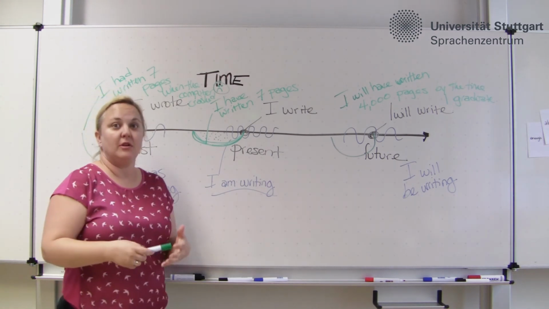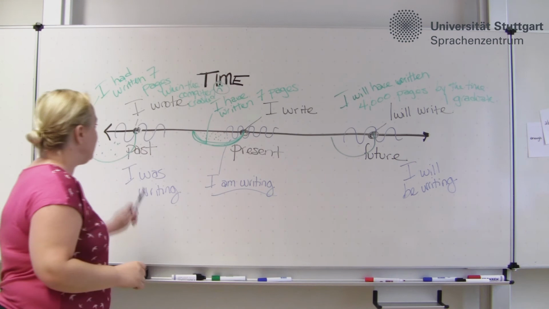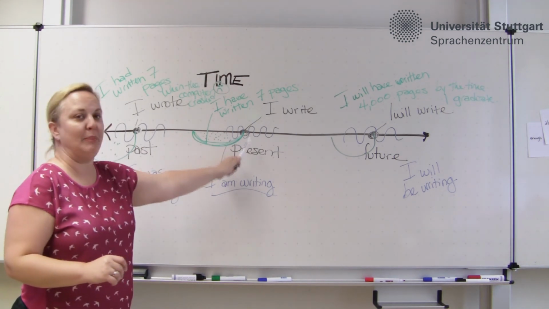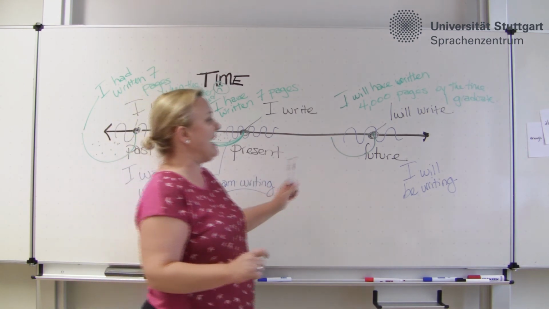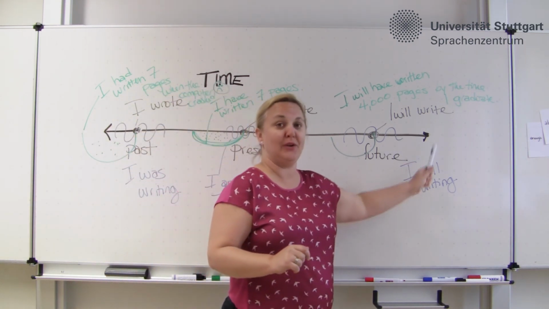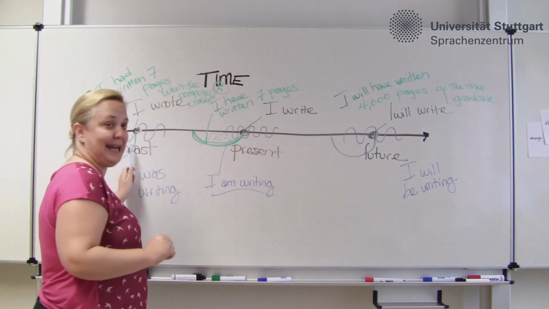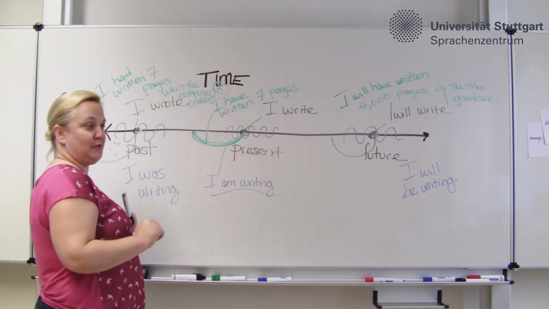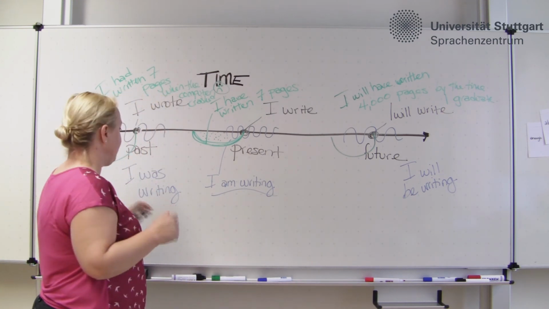And then we have extra difficult tenses. You can say, I have been writing for 15 minutes. You can say, I will have been writing for 15 minutes. You can say, I had been writing for 15 minutes. You can also combine tenses to go even beyond that.